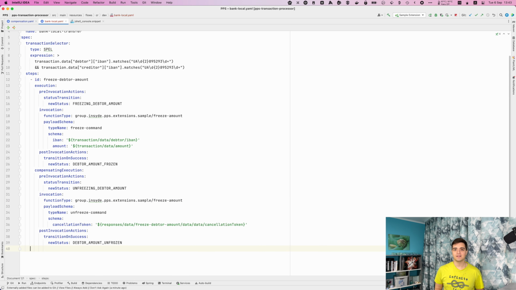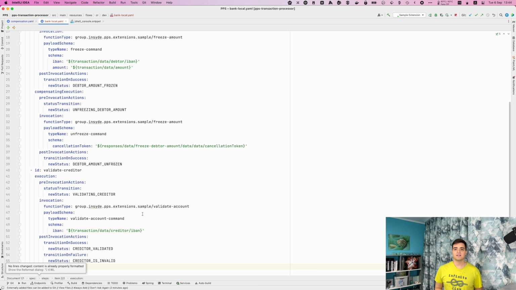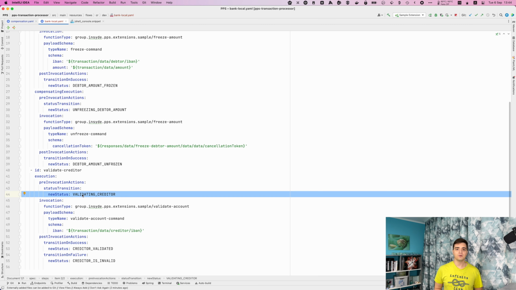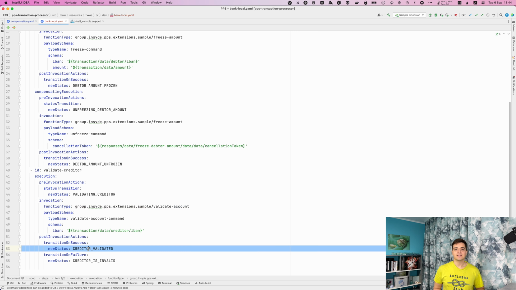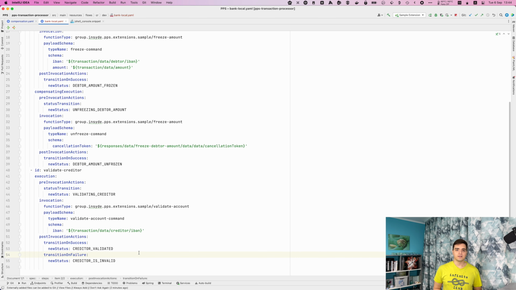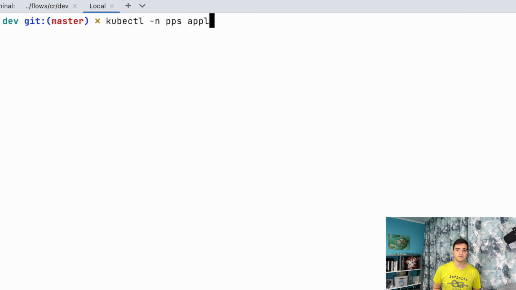After that, I describe the last step. It sets transaction status to validating creditor, invokes the validate account step function, and in case of successful validation, sets transaction status to creditor validated. Otherwise, creditor is invalid. To register the flow, we use Kubernetes DevOps-friendly API.